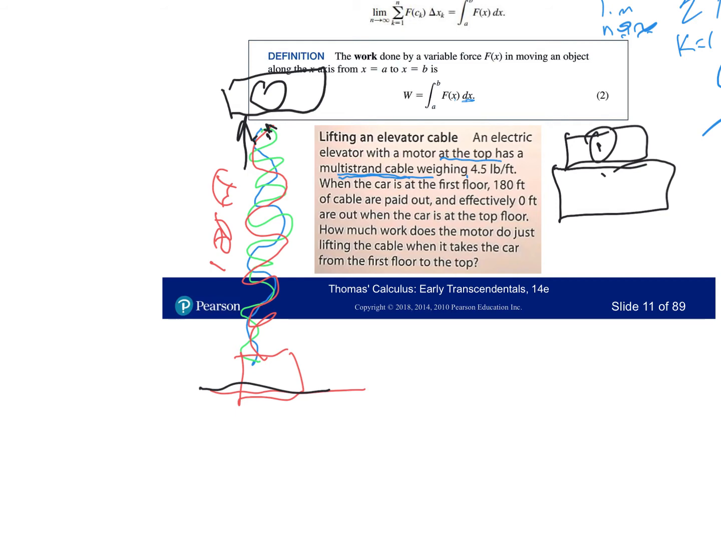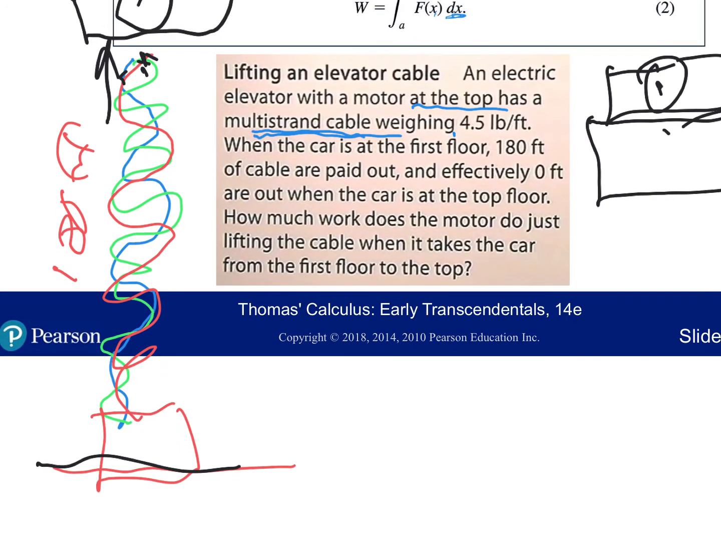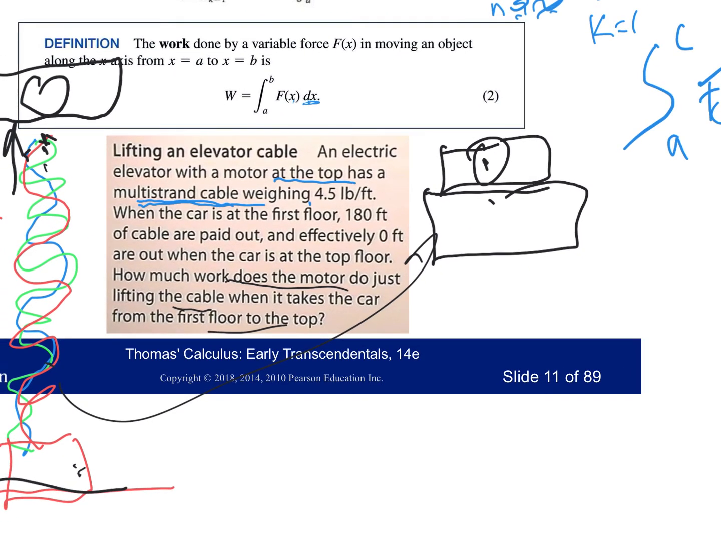Okay? And how much work is done by the motor to just lift the cable? We're not talking about lifting the elevator. There's actually work to lift that cable when it takes the car from the first floor to the top. So to move from this picture to this picture is what we're talking about. How much work did I do to get this cable wound up in this reel here, how it's twisted in there?